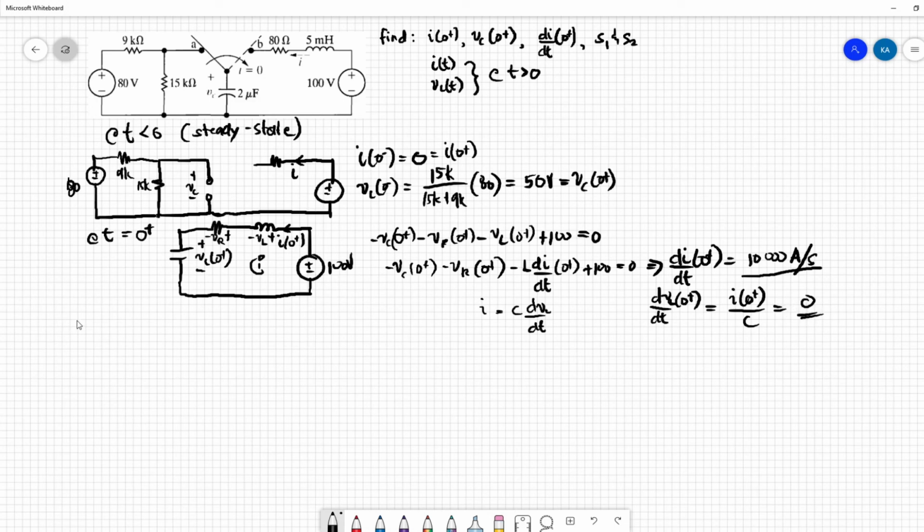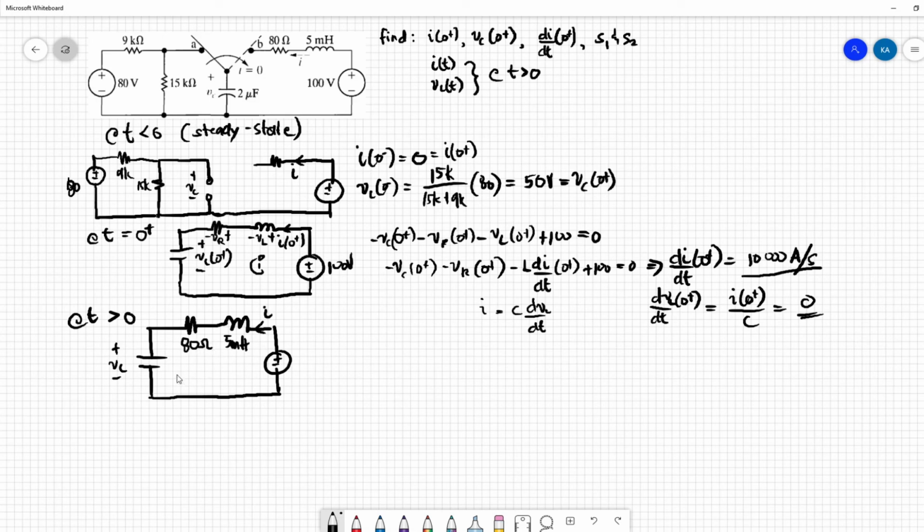Now we'll analyze the circuit at t greater than 0. We have VC, I, with the value of 5 millihenry and 80 ohms. And we have 2 microfarad, and 100 volts.